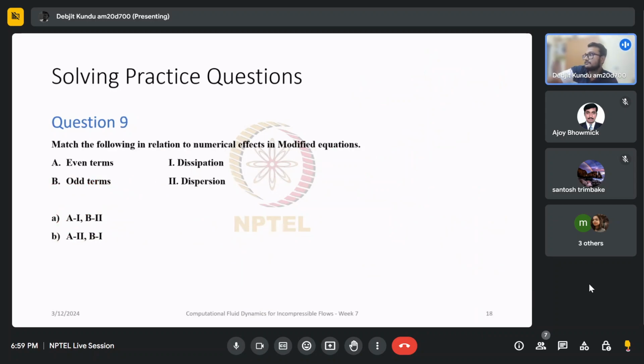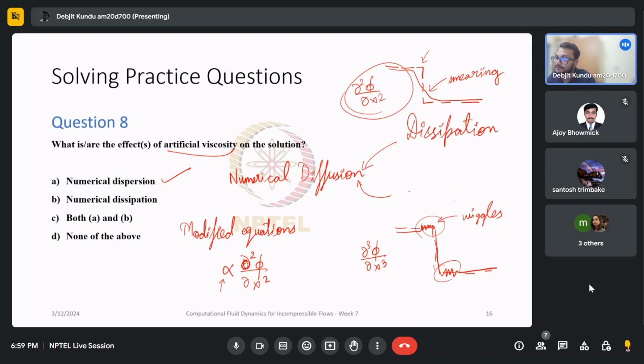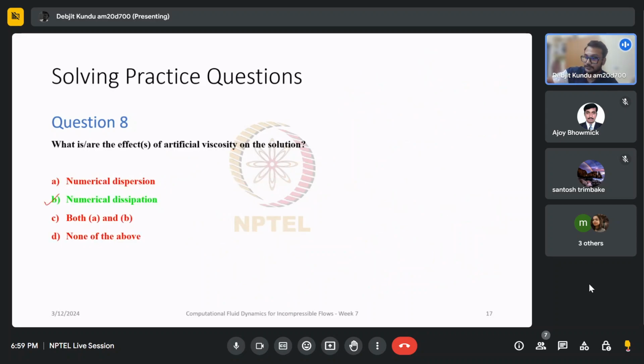All right. So we'll move on to the 9th question of today's session, which is asking us to match the following. So I'll go back. This is dissipation, sorry. The smearing is actually dissipation. And these are caused by even order terms, and problems of dispersion are caused by odd order terms. This is known as dispersion. So the artificial viscosity, which comes before the second derivative, brings about a dissipation problem. So that's why option B would have been the correct solution over here.